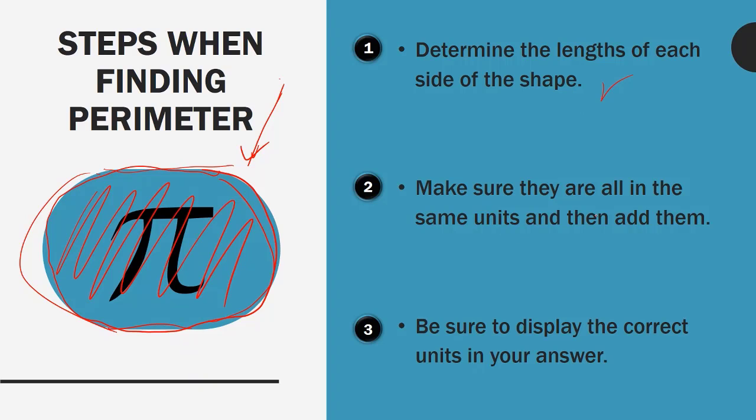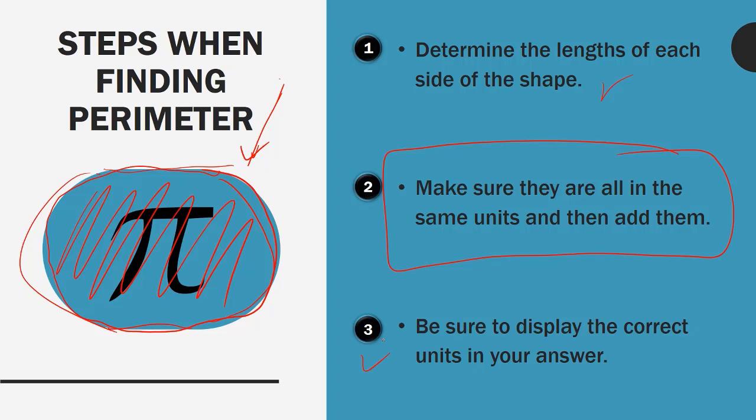Number 2, we need to make sure they are all in the same units and then add them. So sometimes you might have to do some converting of metric lengths, okay? And when we convert metric lengths, when we're finding perimeter, we just need to make sure that they are all in the same units. They have to be all in the same units.